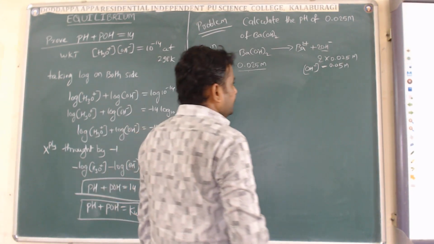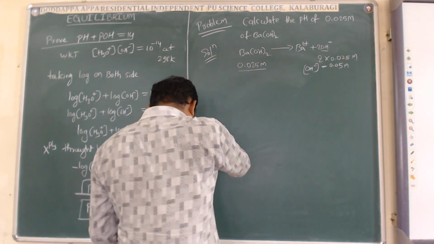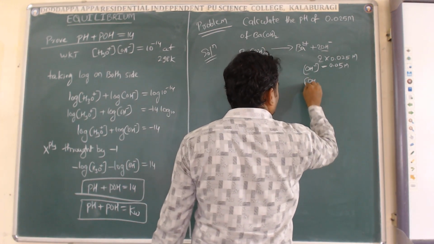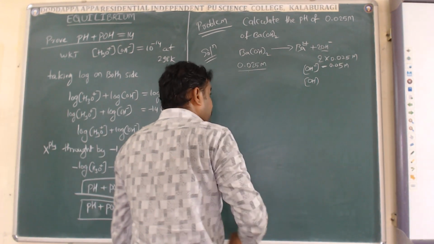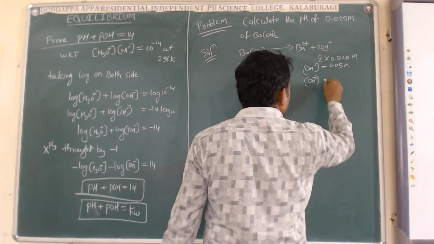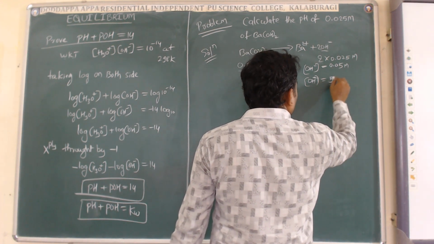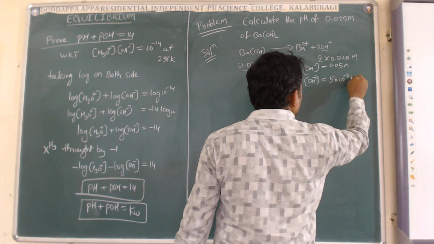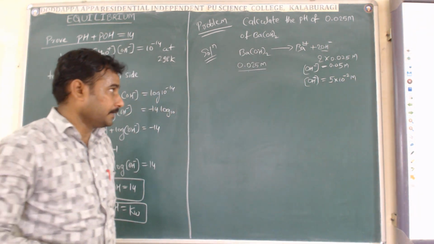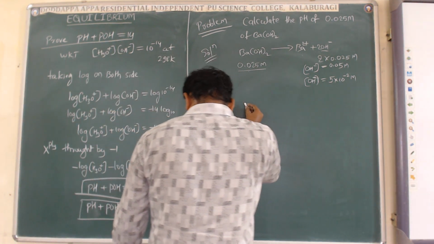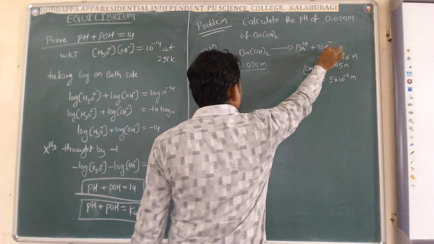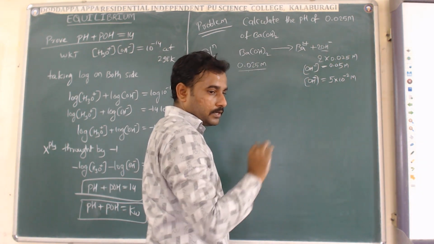Next, what you have to do here is calculate the pOH of the solution. So we can write down OH minus equal to 5 into 10 raised to minus 2 molarity. Next, we have to write down the formula. First you have to find out the pOH, because only OH minus is given. They have not given H plus here.